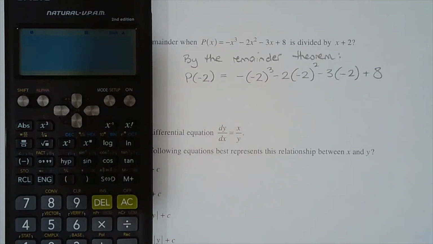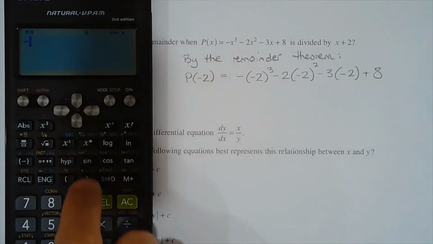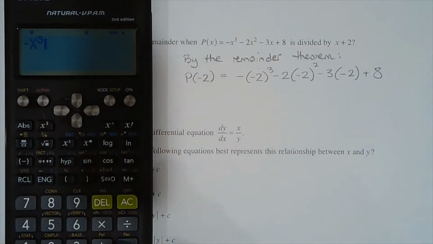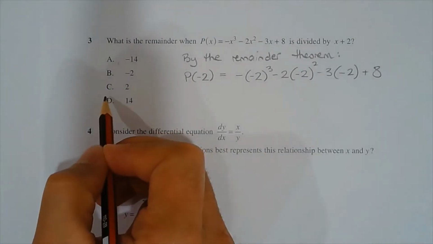Next we can type out the polynomial. So negative x cubed, so alpha x cubed, minus 2x squared, so alpha x squared, minus 3x, plus 8, and that equals 14. Therefore, the answer is option D.